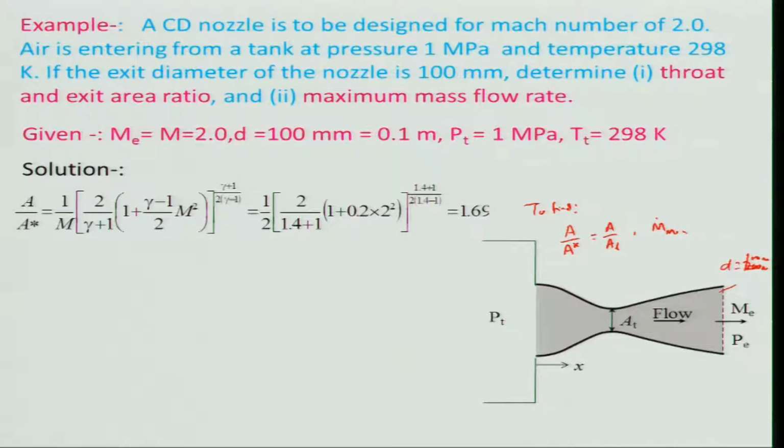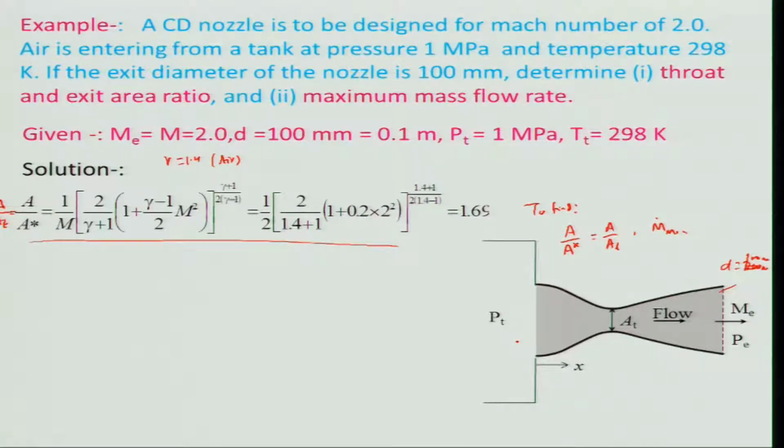Very simple, because we know the Mach number M_E. If I know the Mach number, and it is air, so gamma is equal to 1.4, I can use that. If I invoke this expression, A by A star is equal to 1 by M into [2 by (gamma plus 1) into (1 plus (gamma minus 1) divided by 2 M square)] to the power (gamma plus 1) divided by 2(gamma minus 1). Gamma is known, M is known, so you can evaluate it. This is basically A by A_T. If you substitute these values, you will get 1.69. It is a very direct one, but you need to remember this formula.